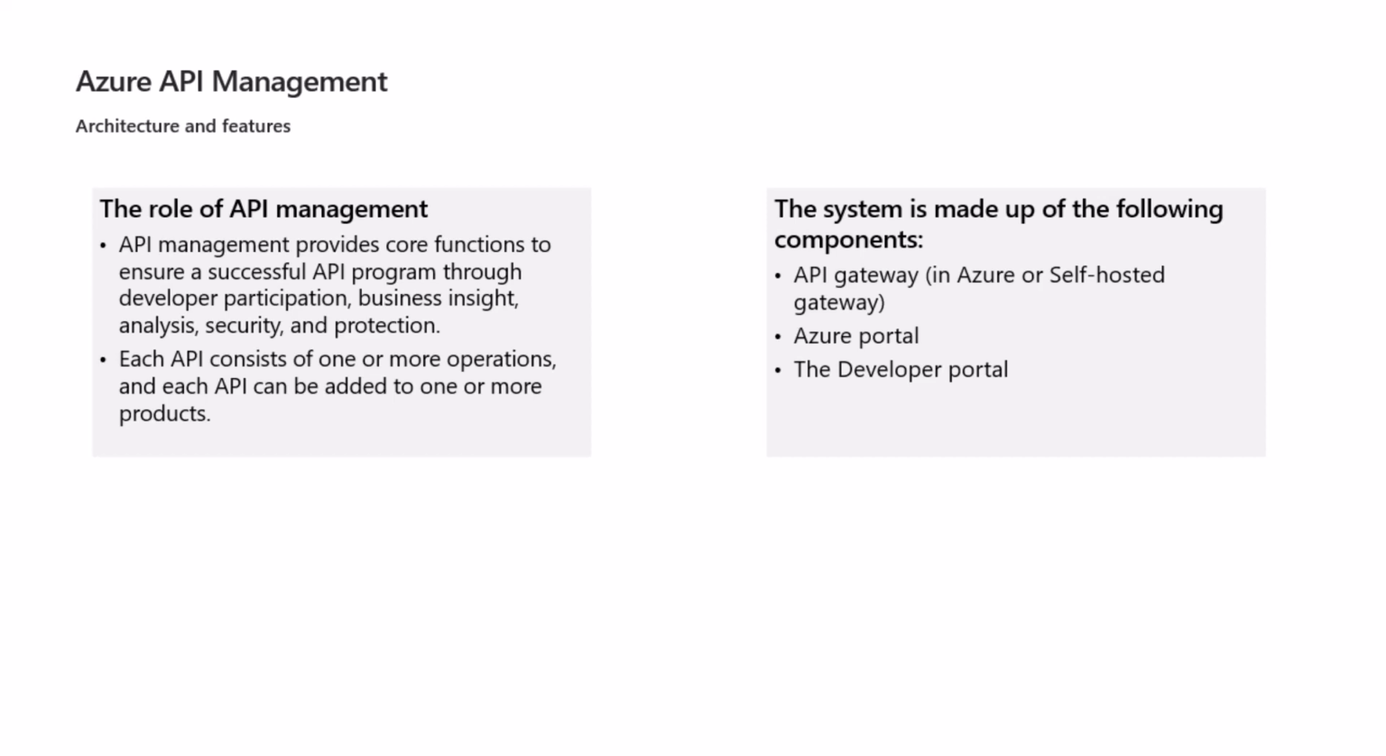Another component inside Azure API Management is the Azure Portal, the administrative interface when you set up your API programs. It is used to define or import API schema, package APIs into products, set up policies like quotas or transformation on the APIs, get insights from analytics, and manage users.